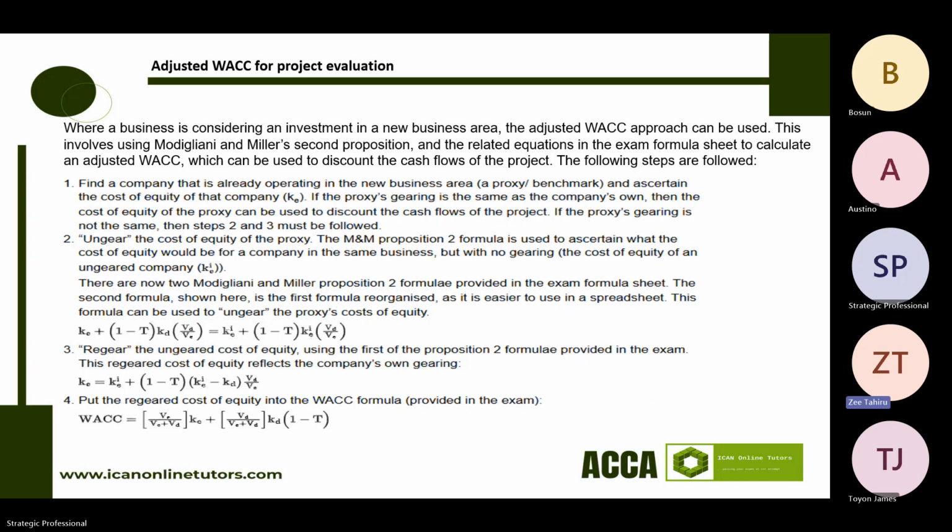My question is, what's the difference between that formula 2 and formula 3? So formula 2 is to ungear. And when we say ungear, what do we mean by ungearing? In WACC, there's an element of debt in your cost of equity. So the reason why we ungear is to strip out that element of debt. We want to strip out the proxy company gearing from that cost of equity. So that's what we mean by ungear the cost of equity.